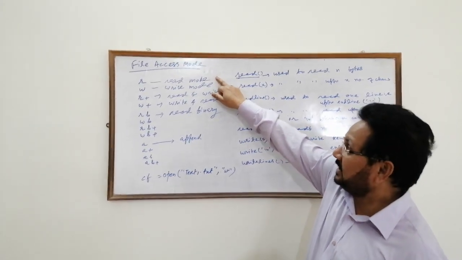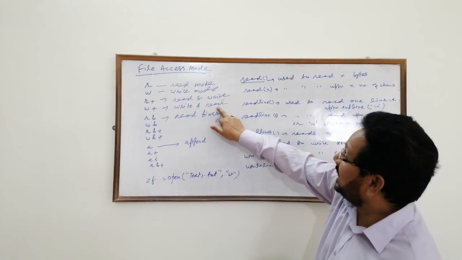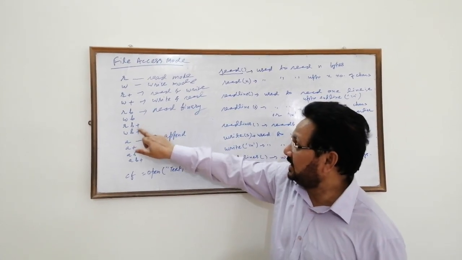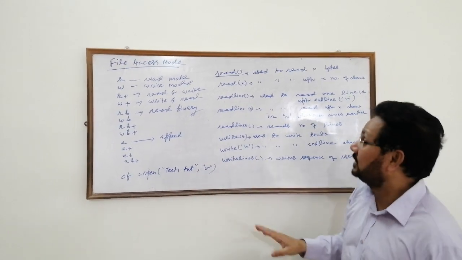R simply for read, W for write, R plus read and write. Then W plus is write and read. RB is read binary, WB is write binary, and so on.